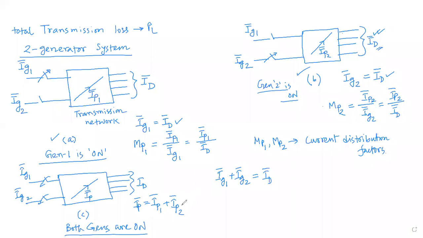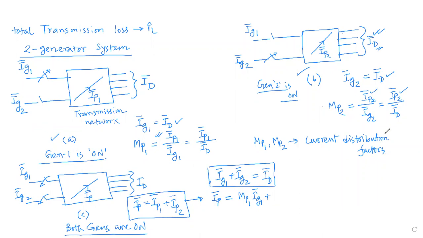So this is one of the relations that is true for KCL, and this is another relation that is true for KCL. If we continue with this, where do we reach? IP1 equals MP1 into IG1. Remember, these are phasors. Then IP2 is MP2 into IG2.